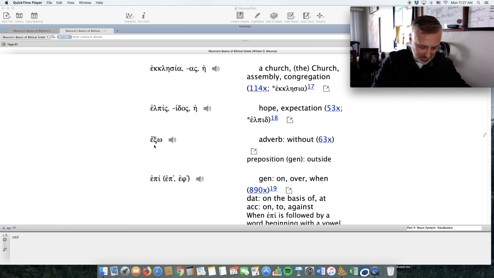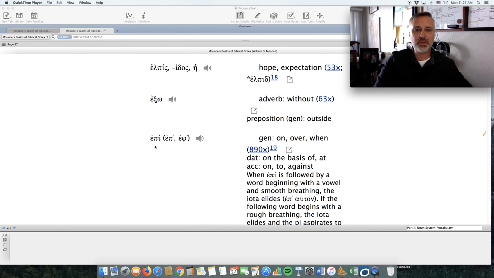Does he have anything in here about an exoskeleton? No exoskeleton in here. So yeah, exo, outside. All right, epi.